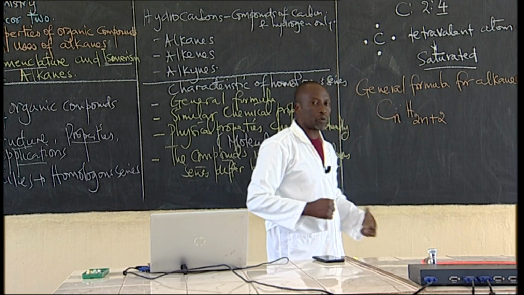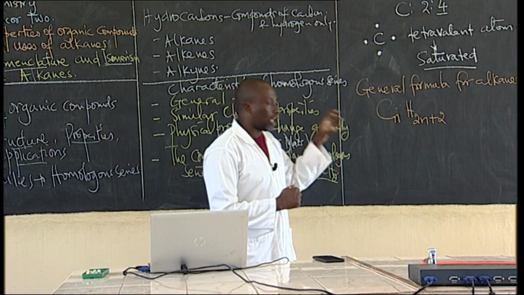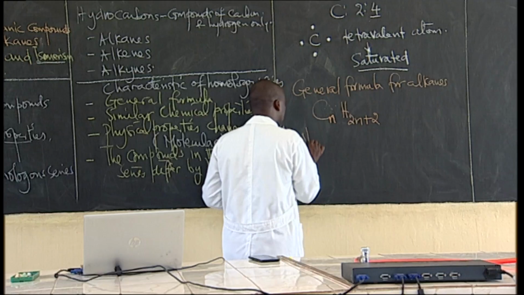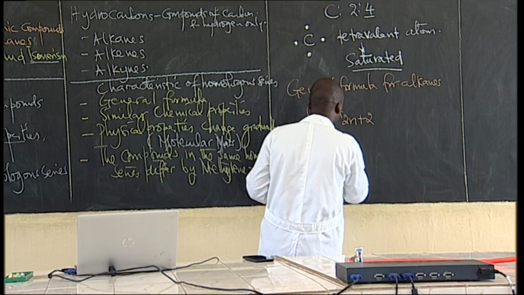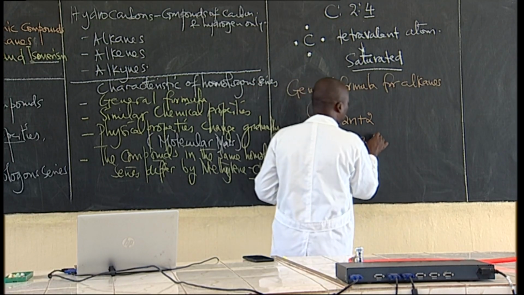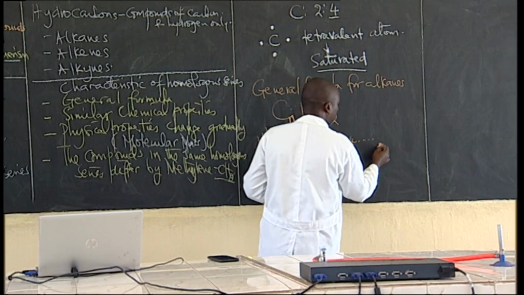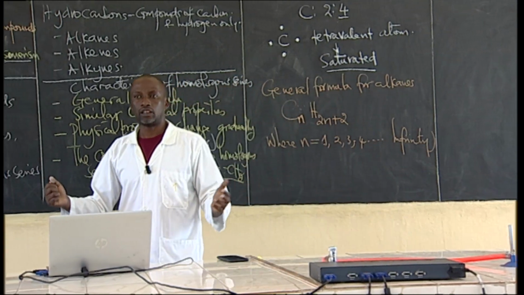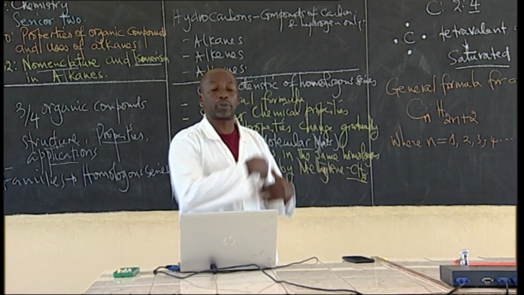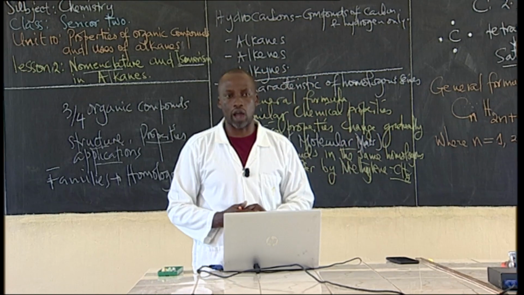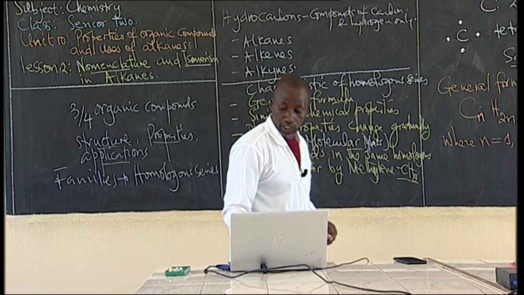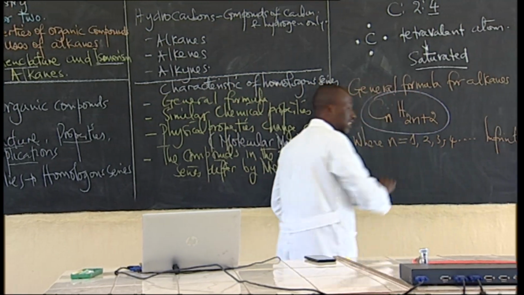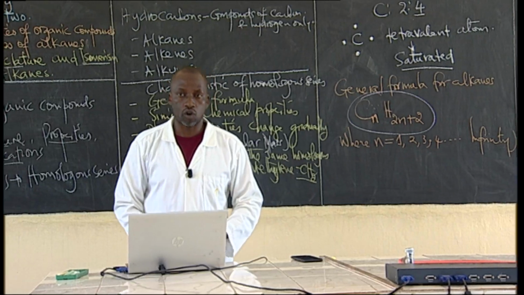This general formula will help us to derive the names of these compounds. Here, n is equal to 1, 2, 3, 4, up to infinity. Meaning n can be even 100, n can be even 1,000, up to infinity. That means n starts from 1. That is very important. This is the general formula for the alkanes. Please note this as we move on.